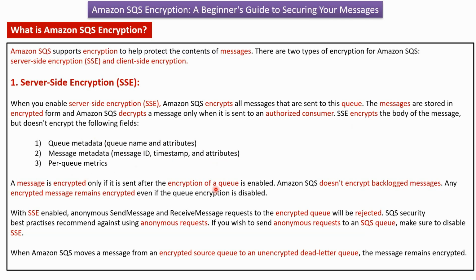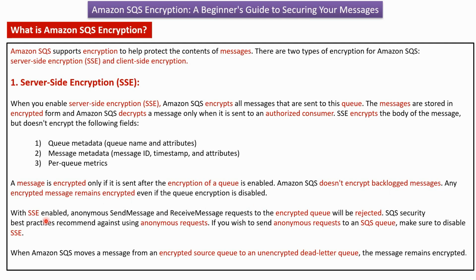Suppose encryption of the queue is enabled at 9 am. After 9 am, whatever messages are sent will be encrypted, and before 9 am, whatever messages are there won't be encrypted, because Amazon SQS does not encrypt backlogged messages. Any encrypted message remains encrypted even if the queue encryption is disabled.